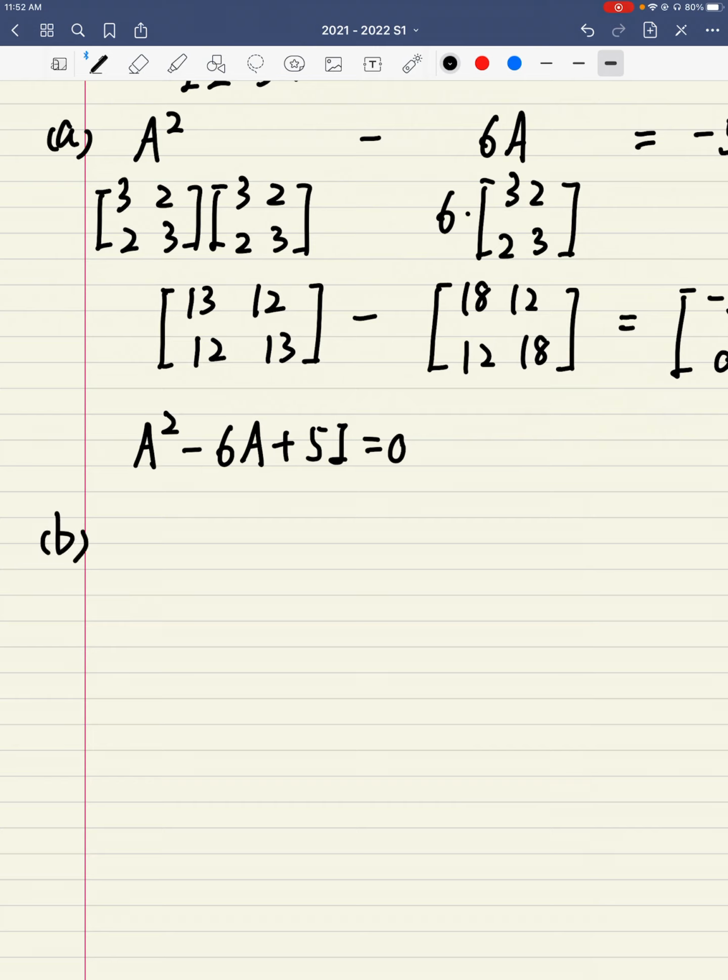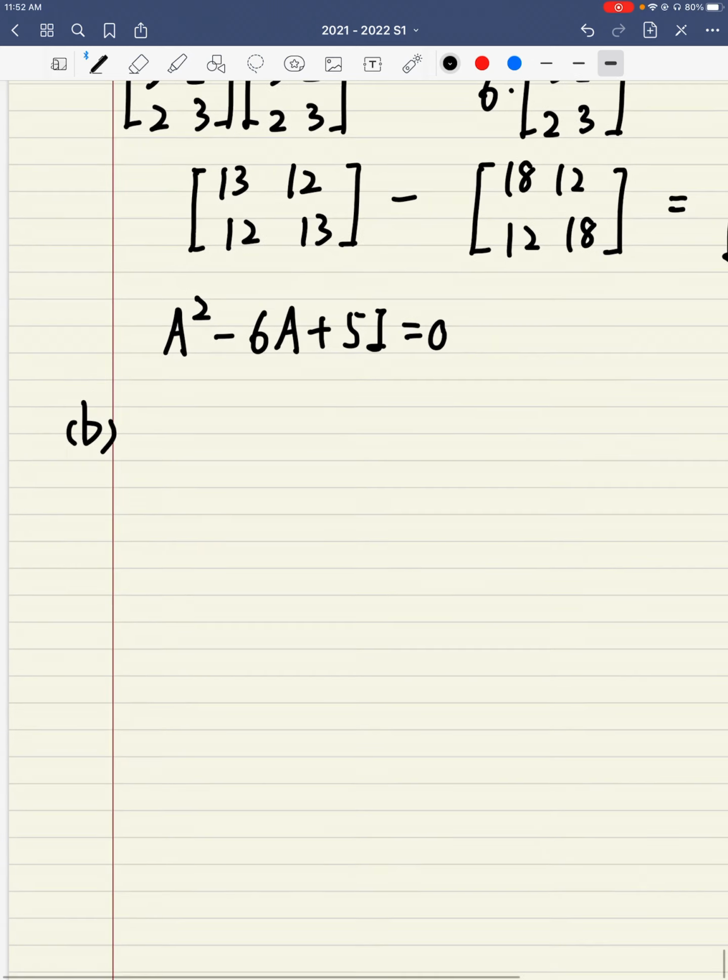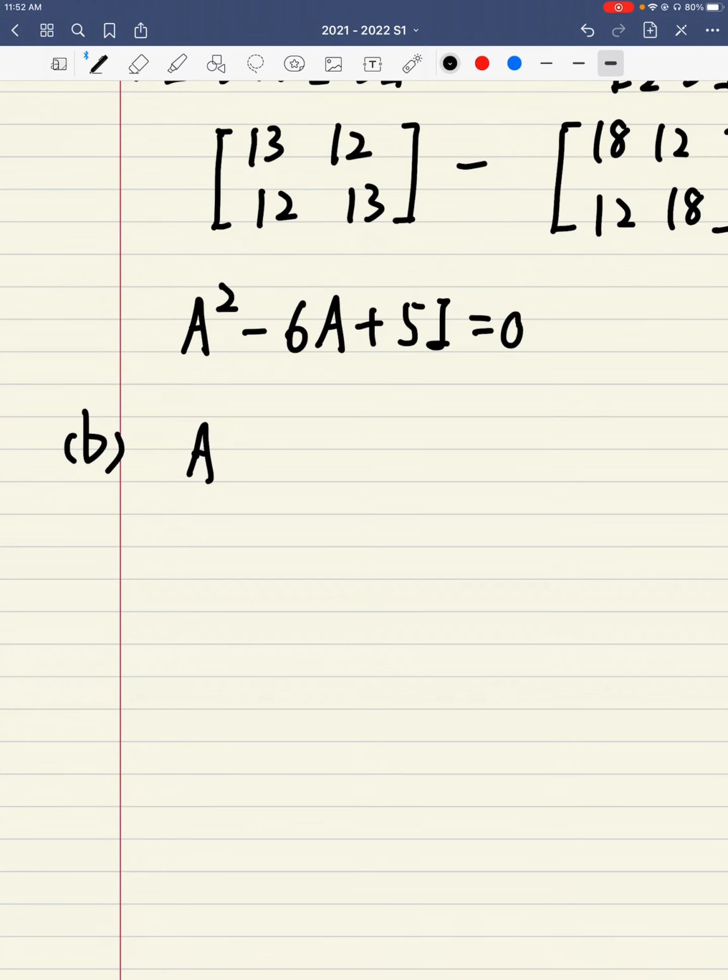Part B. Hence, use the definition of invertible matrix to explain that A is invertible and find its inverse. So what's A inverse? A inverse satisfies one thing: it's A times A inverse.